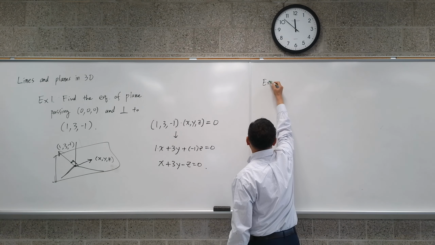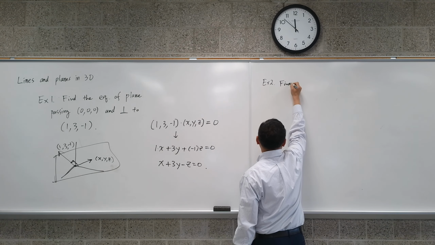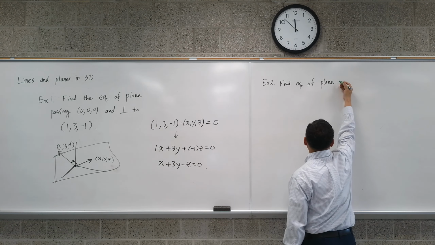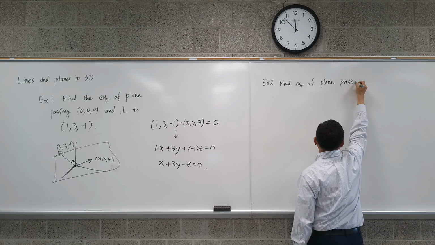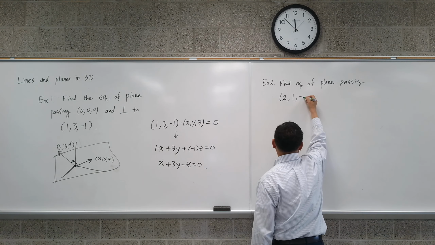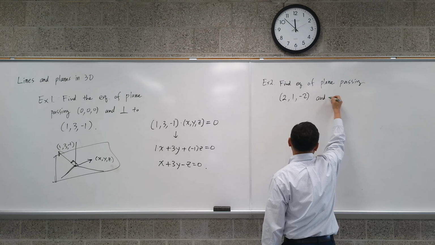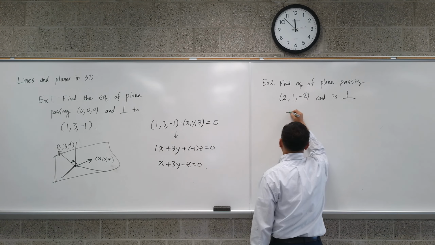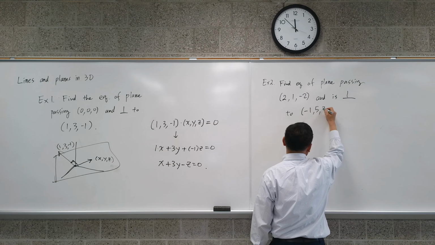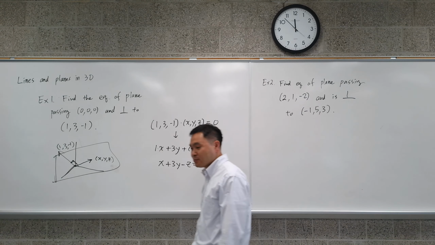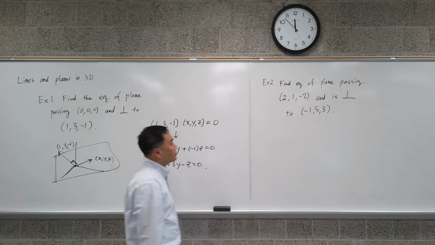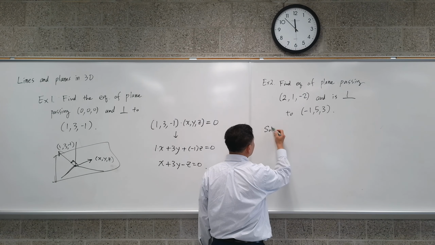Example 2. Find the equation of the plane passing through, let's say, 2, 1, negative 2, and is perpendicular to negative 1, 5, and 3. Okay. Solution.